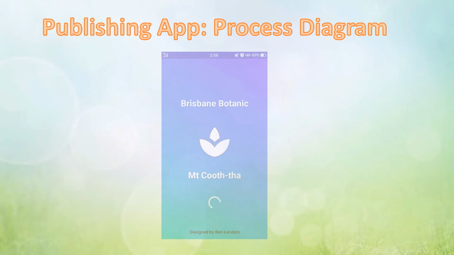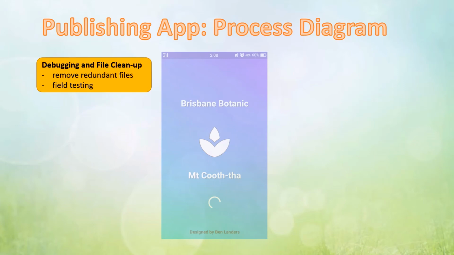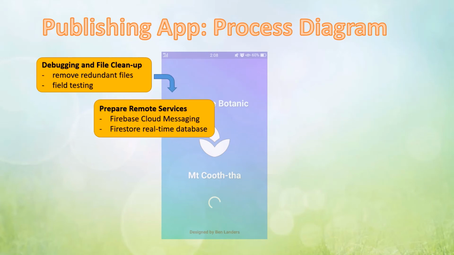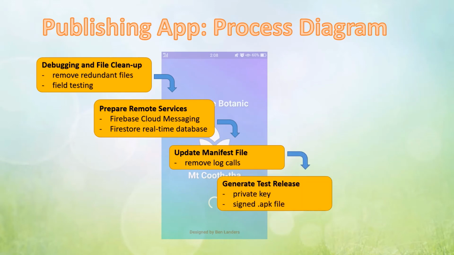Now that I've completed the first sprint for my app, I could prepare it for alpha testing with a group of my peers. To prepare the app for testing, I have already performed some debugging and file cleanup, including removing redundant files and testing the app under different conditions. I would then ensure the remote services, including Firebase and Firestore, were set up and operating effectively. The manifest file would also be updated to remove logging. To generate the test release, I would create a private key that is used to sign the APK file. This file will then be distributed to my professional network for alpha testing.